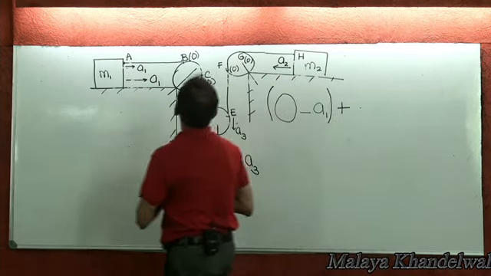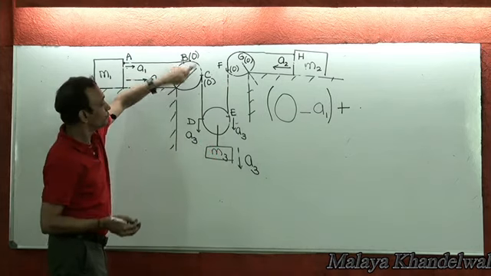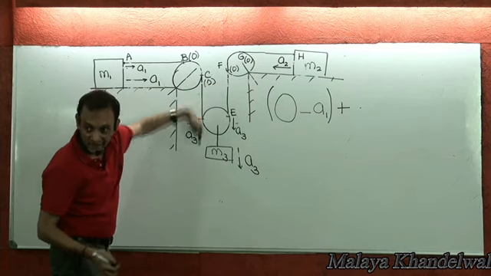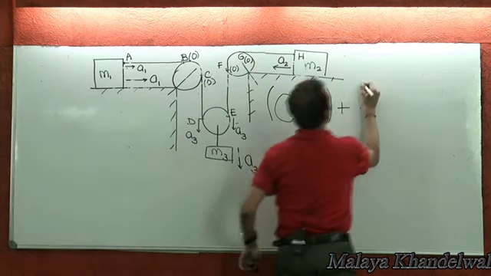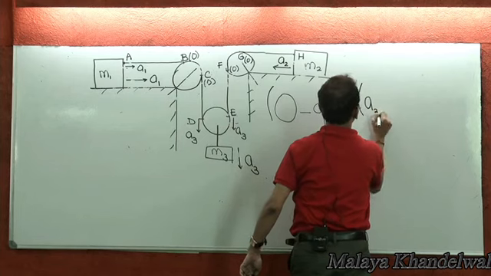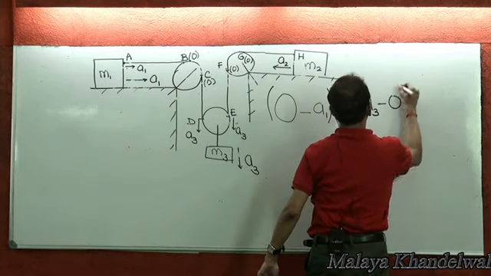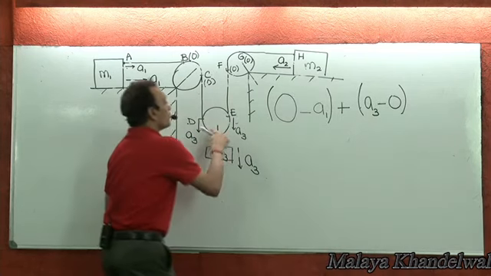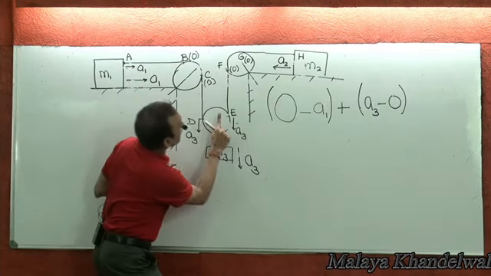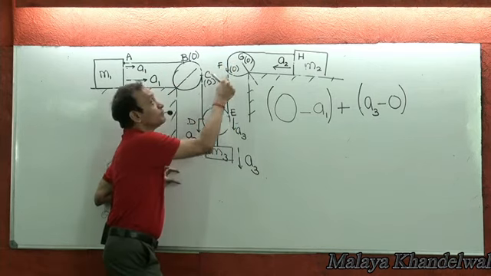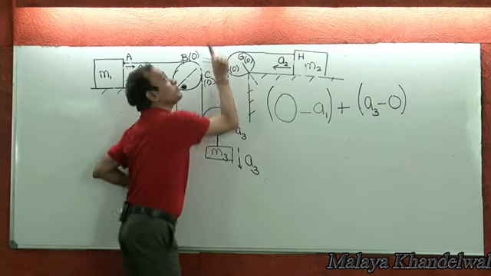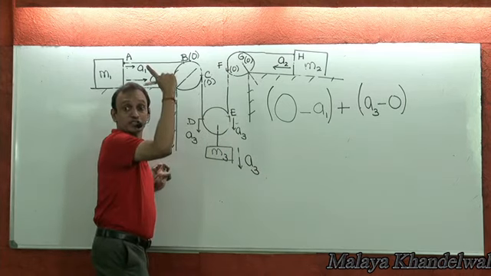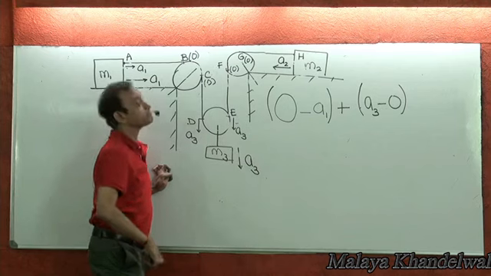plus 0, and then I go from C to D. A3 minus 0. Do I bother about DE? No. Then I go from E to F. Final point, initial point. Everything measured in this direction, positive, opposite, negative. In the direction of traversal, positive, opposite to the direction of traversal.